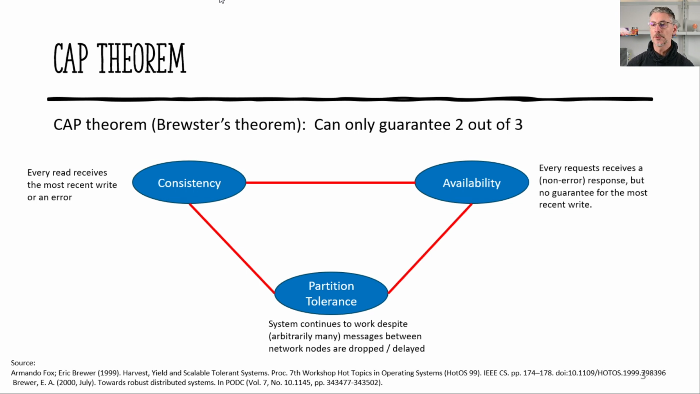We can also care about partition tolerance. That means the system continues to work despite arbitrarily many messages between the nodes in the database, if the database operates in a cluster, being dropped or delayed. Now, why do we care about this? The CAP theorem says we can only get 2 out of 3. So we can have consistency and availability, but then we lose partition tolerance, or any other 2 combinations.